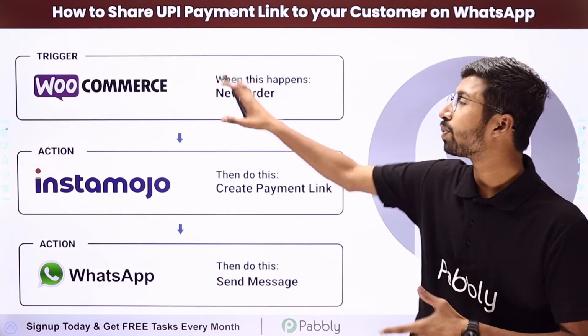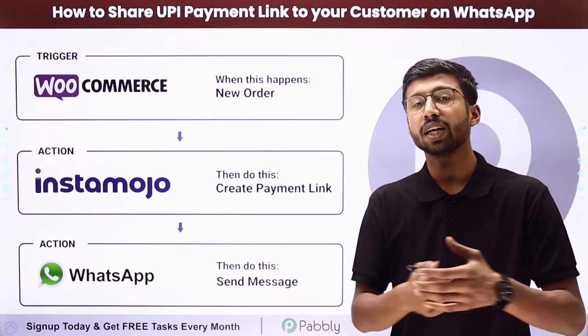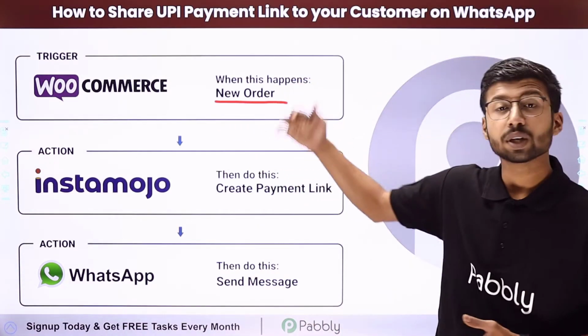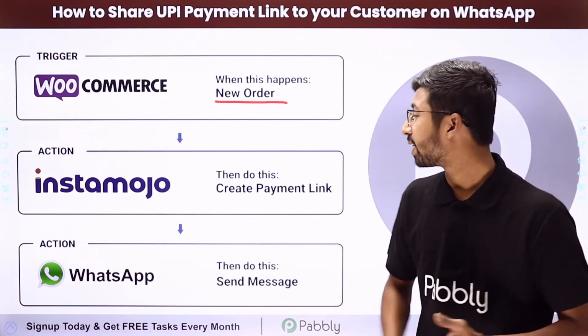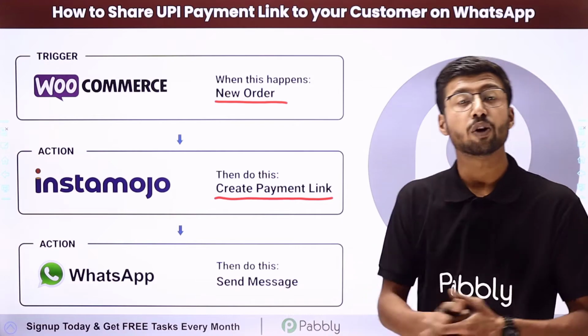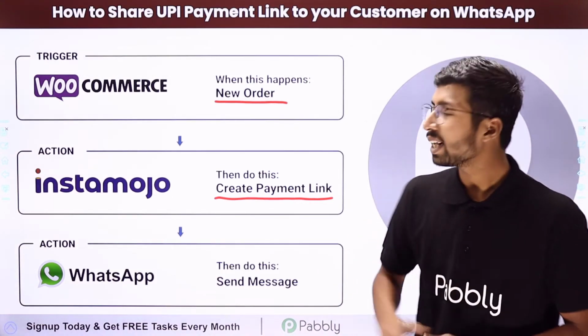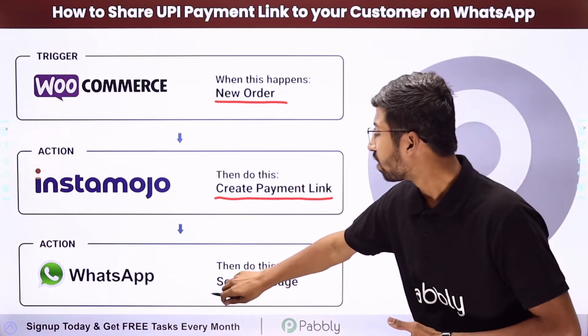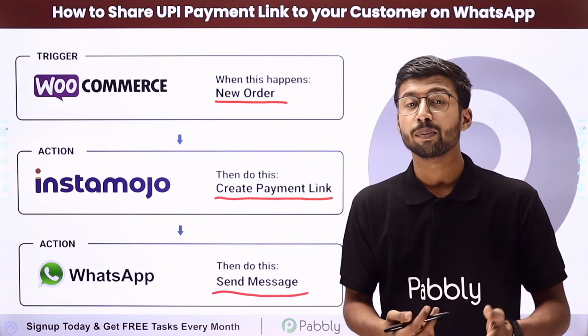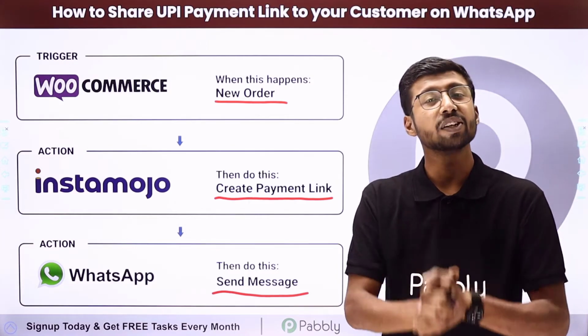So let's take an example of WooCommerce. You are selling some products online on WooCommerce. Using this automation, whenever you receive a new order on your WooCommerce store, a payment link will automatically be generated from InstaMojo for this very same order, the same UPI payment link. And then we are going to send the same payment link to the customer who placed the order as a WhatsApp message. The customer can click on the link and make the UPI payment.